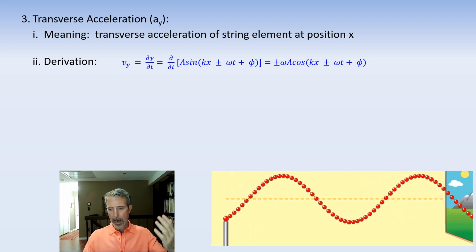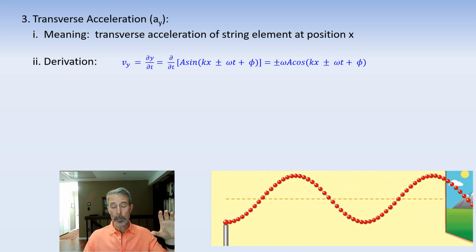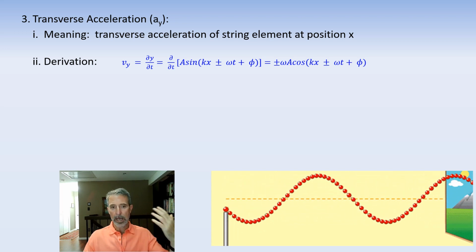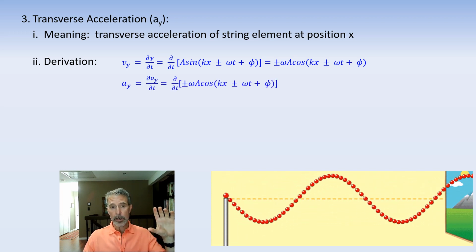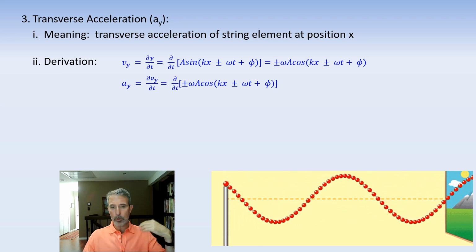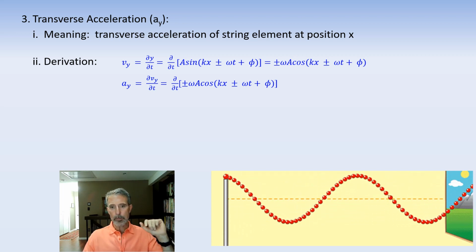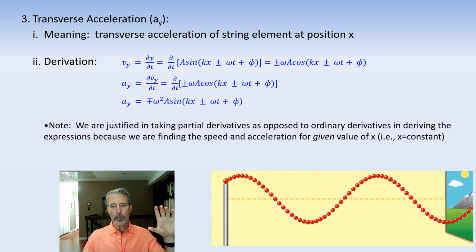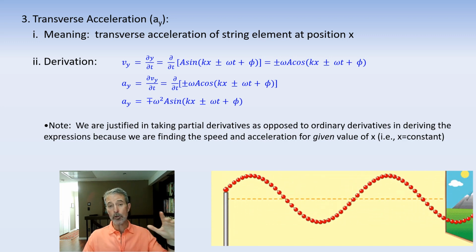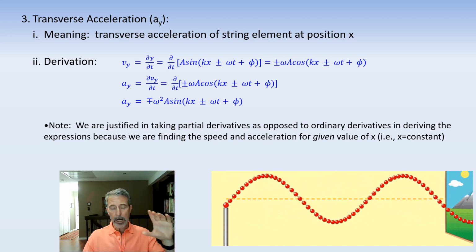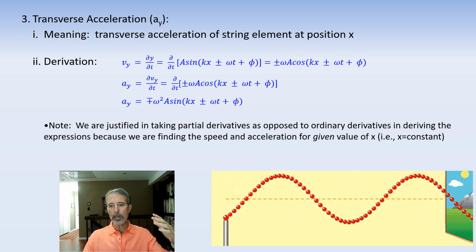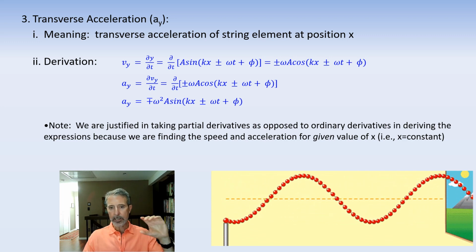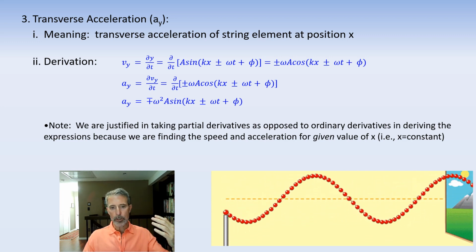So here we have the expression that we derived in the previous slide for the transverse particle speed. If we want to find the transverse particle acceleration, we will simply differentiate the speed with respect to time. Just a note here, we're justified in taking partial derivatives as opposed to ordinary derivatives because we are finding the speed and acceleration for a given value of x. In other words, x is constant. The only variable is t.